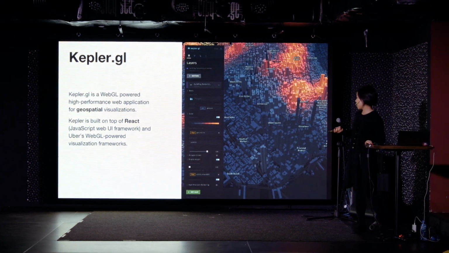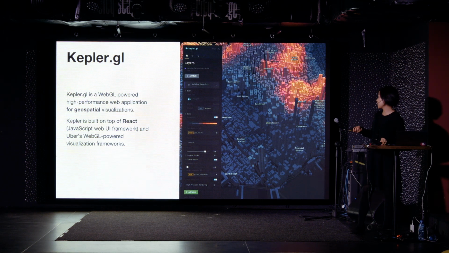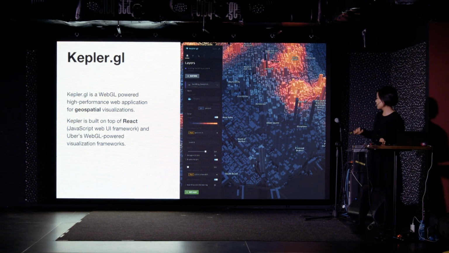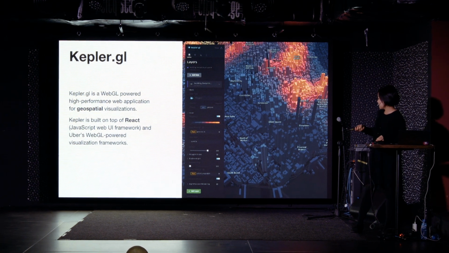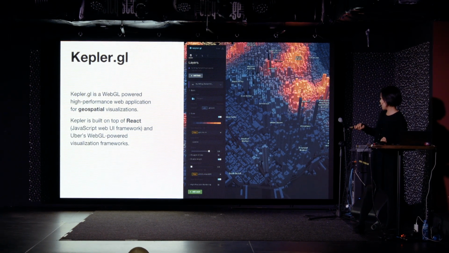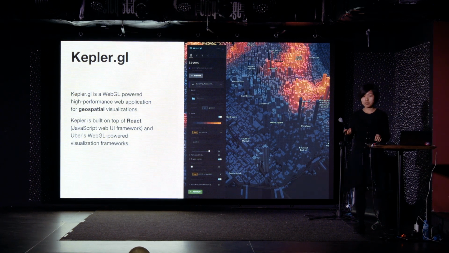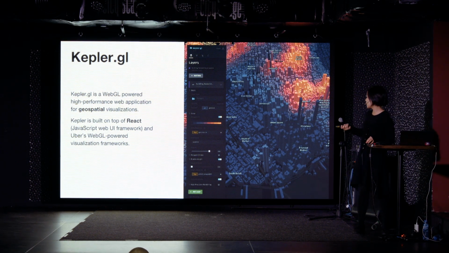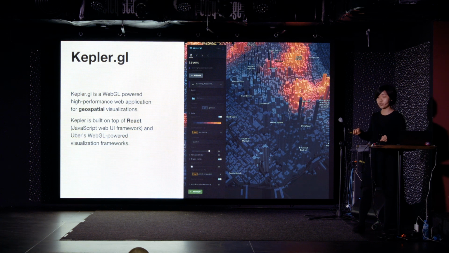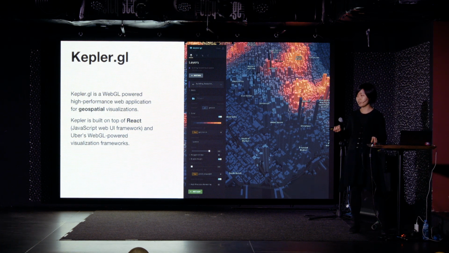Kepler is a WebGL-powered high-performance web application for geospatial analysis. Kepler is built on top of React. React is a JavaScript-based web framework, and Kepler is also built on top of some other Uber-developed WebGL-powered visualization frameworks that I will talk about later.